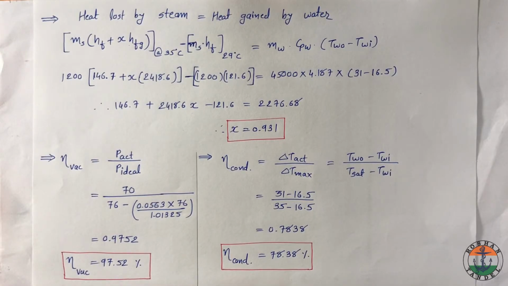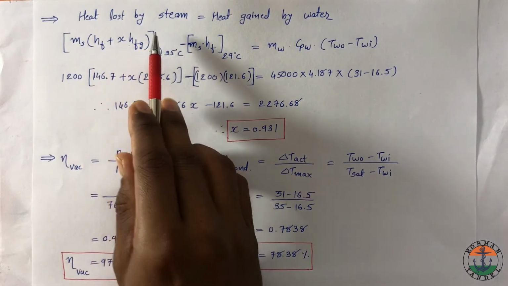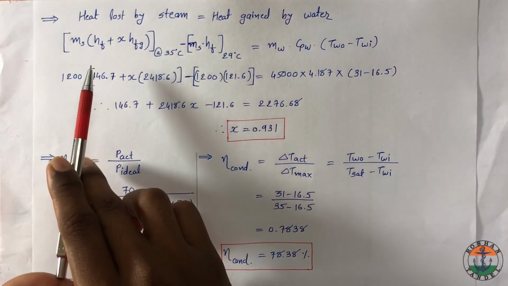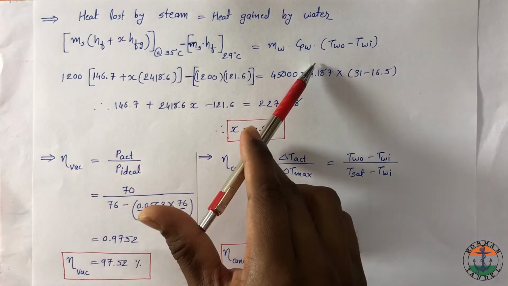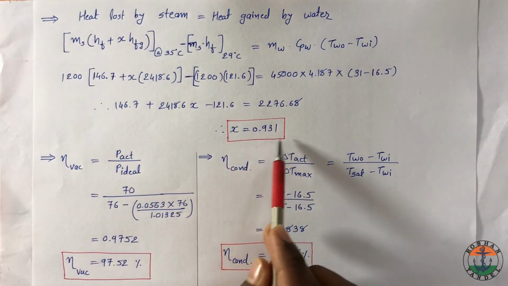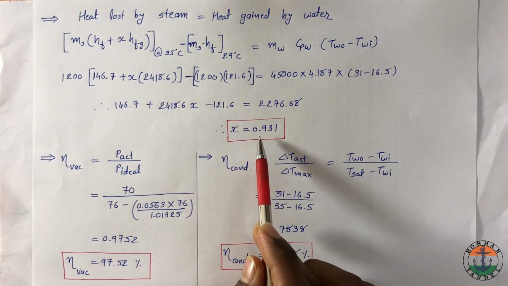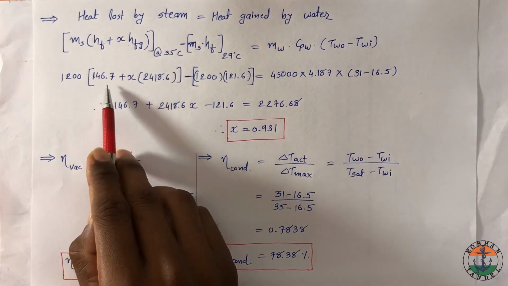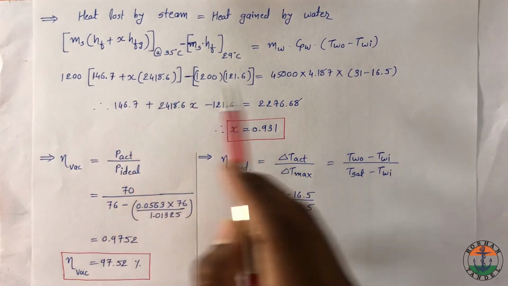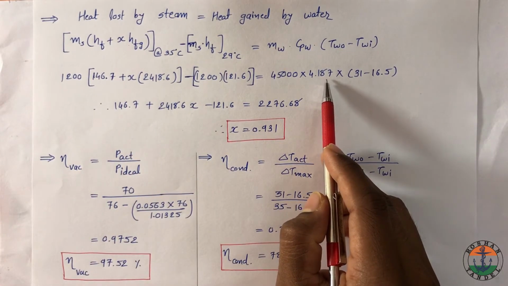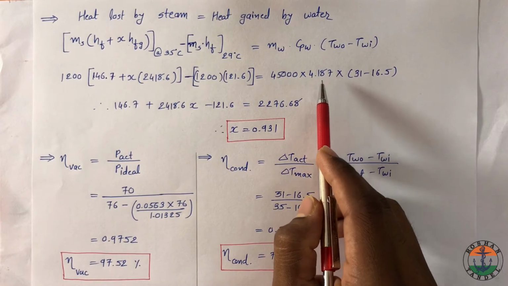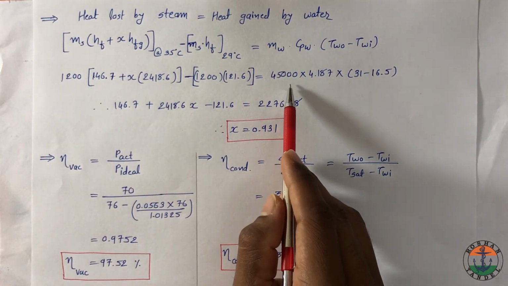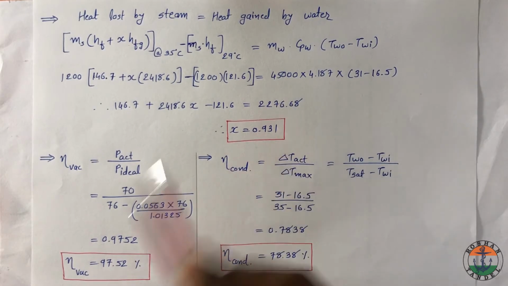From energy balance equation, you can equate heat lost by steam is equal to heat gained by water. You can put all the known values in this equation and find the values of X, which is coming out to be 0.931. Here, we have taken values of enthalpy in kilojoule per kg. So, put the value of CPW in kilojoule per kg Kelvin. Unit of MS and MW is same, which is kg per hour.